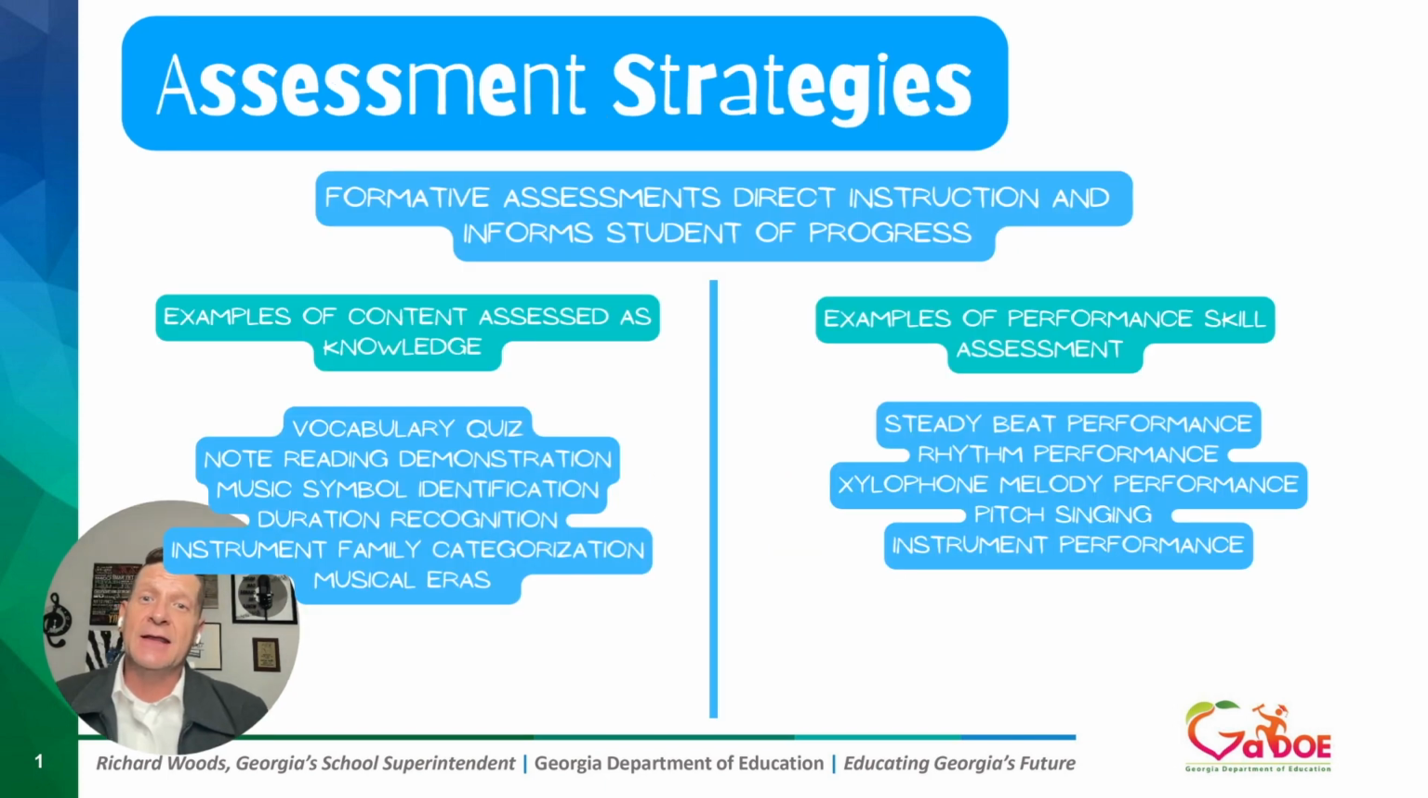So let's take a look at the formative assessment strategies. Formative assessments direct our instruction and inform the students of their progress. So let's take a look at some examples of content assessed as knowledge. For example, a vocabulary quiz, a note reading demonstration on treble clef or bass clef or the grand staff, music symbol identification, half note, whole note, quarter note. Duration recognition or identification. Whole notes are 4 beats in value. Half notes are 2 beats in value. 16th notes receive a quarter of a beat.